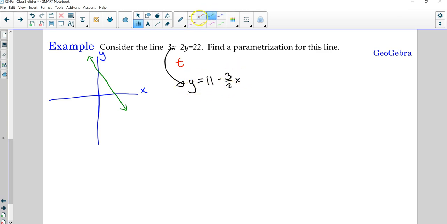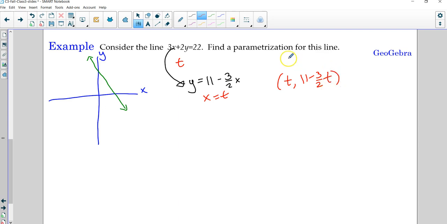And what we can do with this is actually say, well, let x equal t. And then in terms of a vector representation, we can say that the parameterization here is going to be t, comma, 11 minus 3 halves t, not x, because x is now t. Let's erase that.